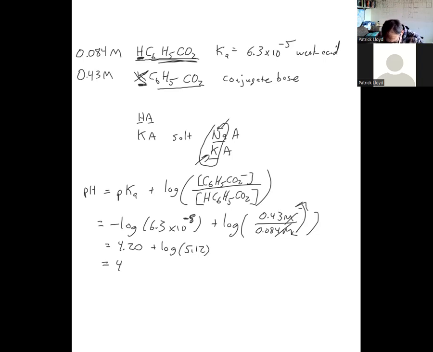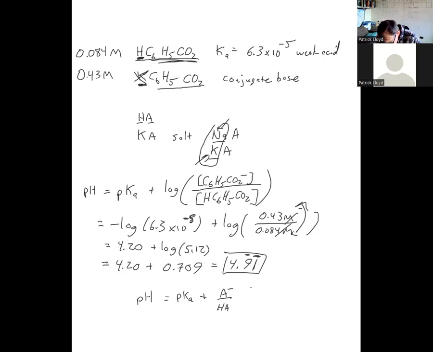So you're going to get 4.20 plus, let's try that, log 5.12, 0.709. So that's 4.91. Two significant digits, two decimal places, okay? There you go. So I do want to make a mention about this buffer equation, which is this idea of this ratio. Okay. So it's the pKa plus the log of that ratio.